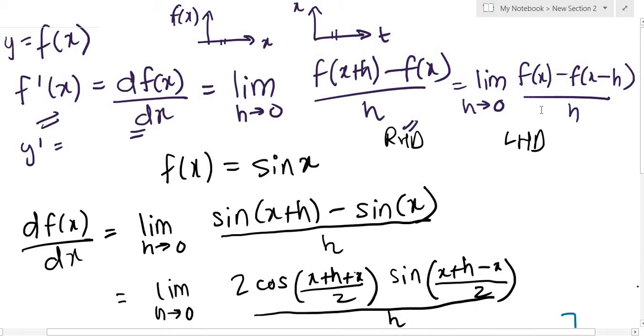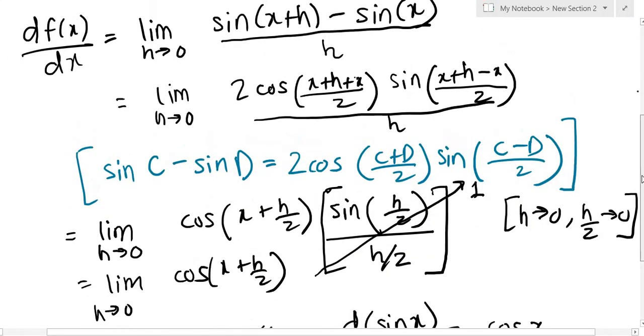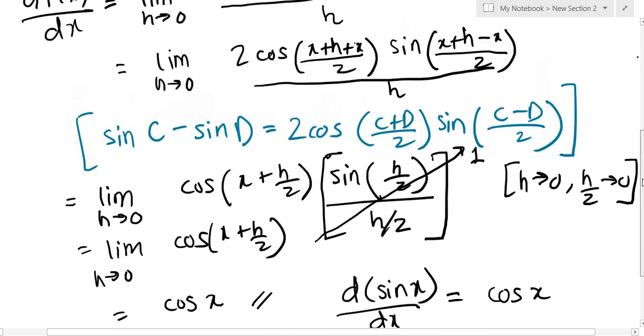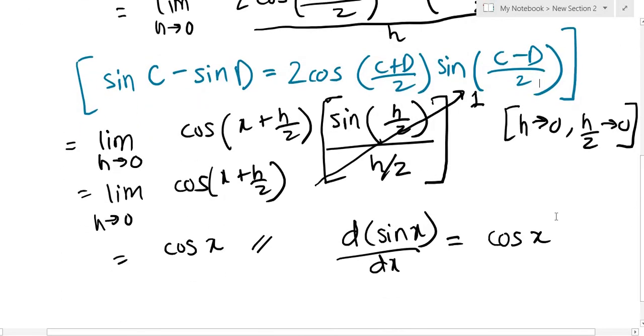You can also obviously do it for the LHD condition. You have to use the same formula, because it's the difference of two sine values. So you can use the formula in the blue. Definitely do that. You'll end up with the same expression. You'll end up with the cosine of x.